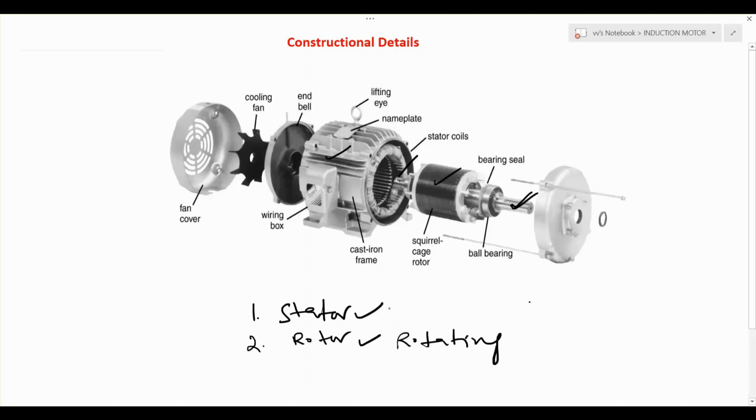Rotor is a rotating part and stator is a stationary part. In this figure, we can identify the stator and rotor. This total portion is called the stator. This one is the rotor portion. A rotor can be inserted inside the stator.